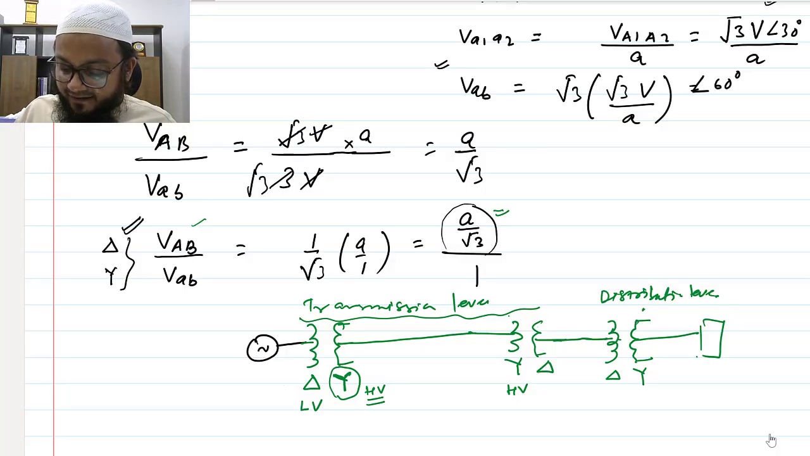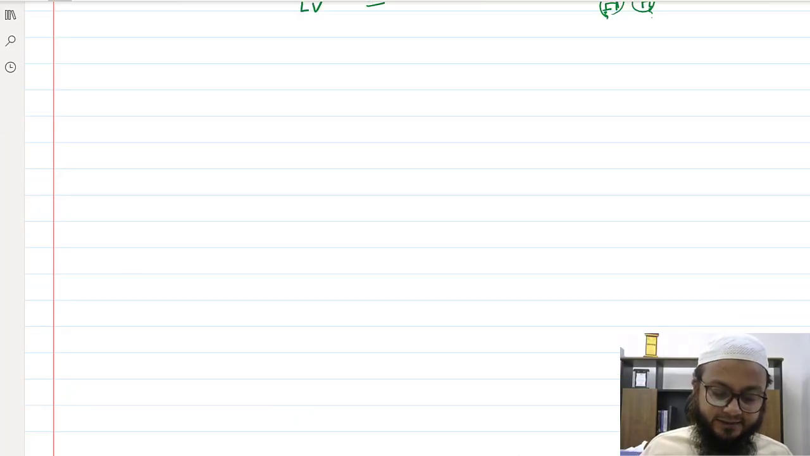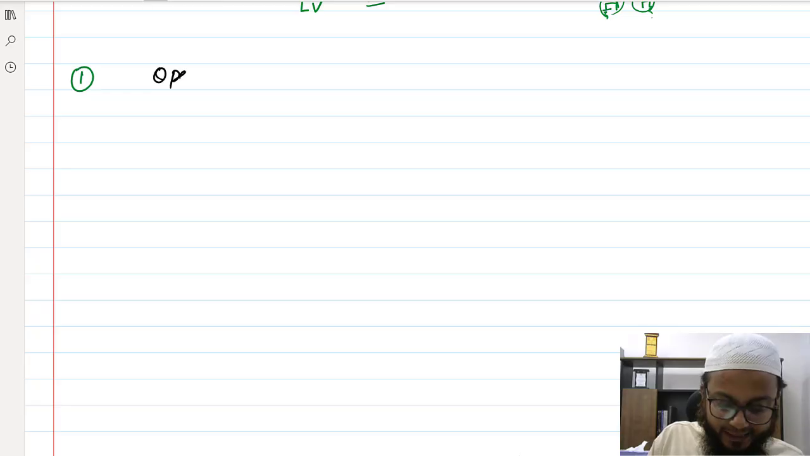And here we can have other combinations as well, star star. But with this star star, we'll discuss this as well, we cannot keep the neutral isolated here. Rather we have to ground it, for a very good reason which we will discuss. So even this combination is possible here, provided you have a neutral connected, and the neutral of it is grounded as well.